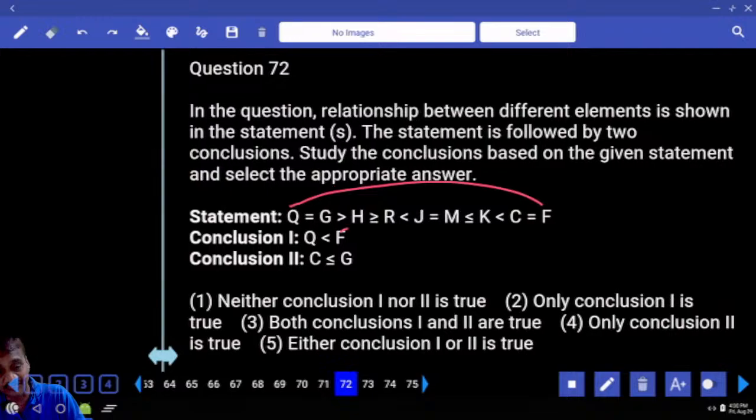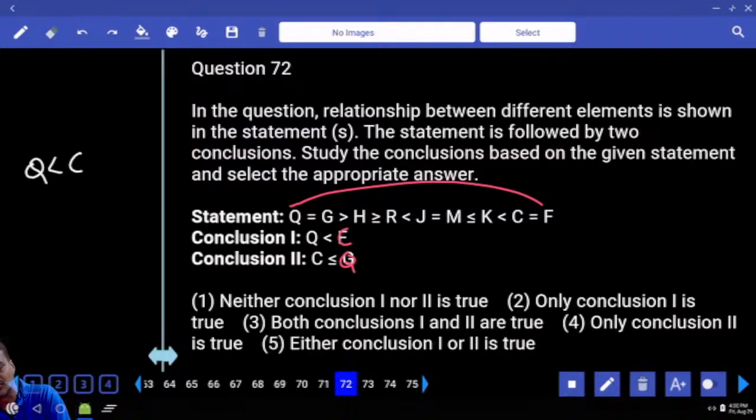Now in the place of F, can we take C or not? That is Q lesser than C, and at the same time, Q and G are one and the same, so Q lesser than C, and C and G. Now C and G, Q and G are one and the same. C lesser than or equals to Q, that is Q greater than or equals to C. And so all the three symbols were present in the two conclusions. Clear? And so what is your answer?